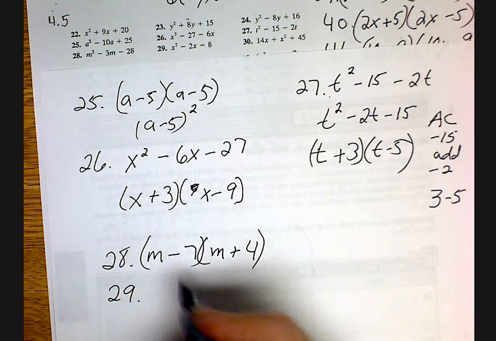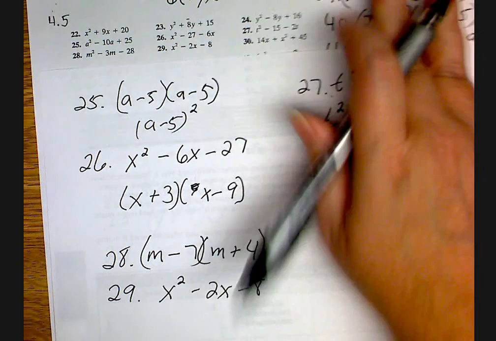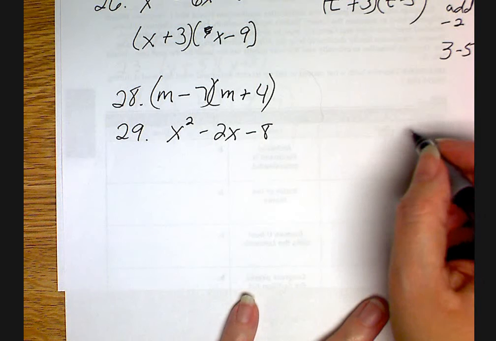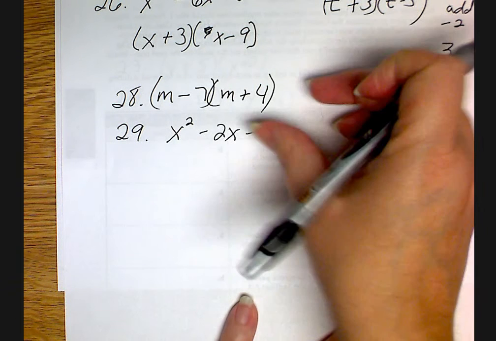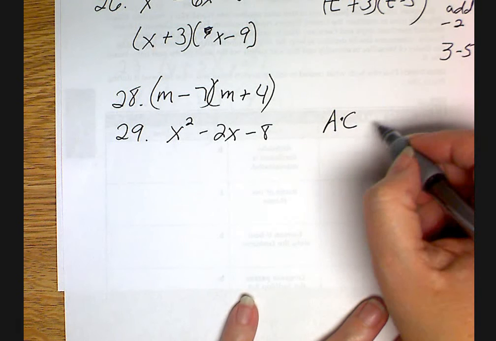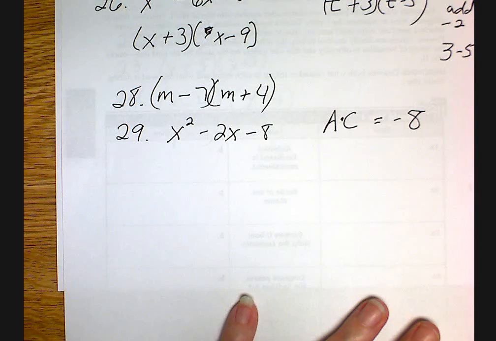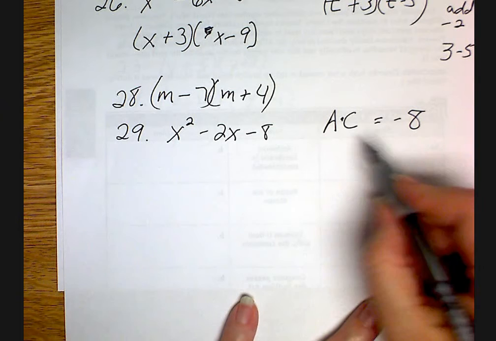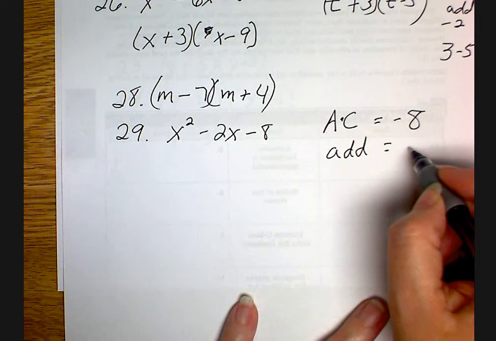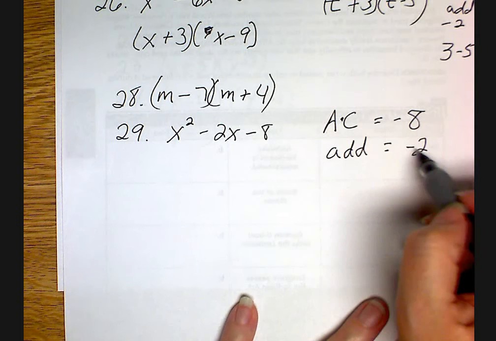All right, so 29, we have x squared minus 2x minus 8. So what's my first thing I have to do? I'm looking for two numbers that multiply together to give me negative 8. I think you guys speak up. I have good hearing, but I could not hear you. So that's going to be negative 8, that when you add them gives me negative 2. So two numbers that when I multiply them together give me negative 8, that when I add them give me negative 2.